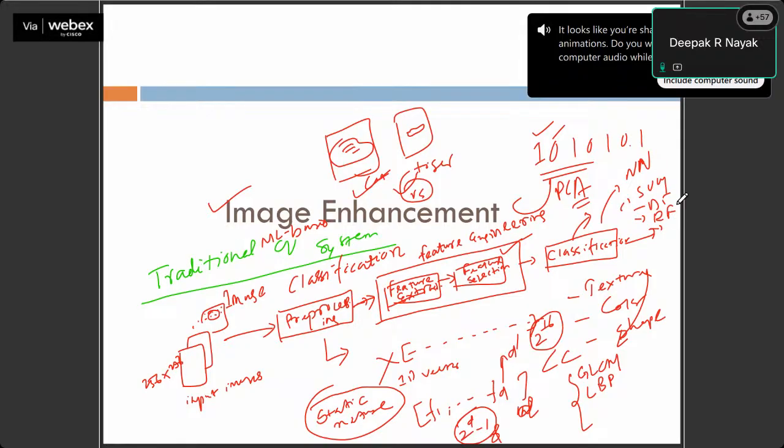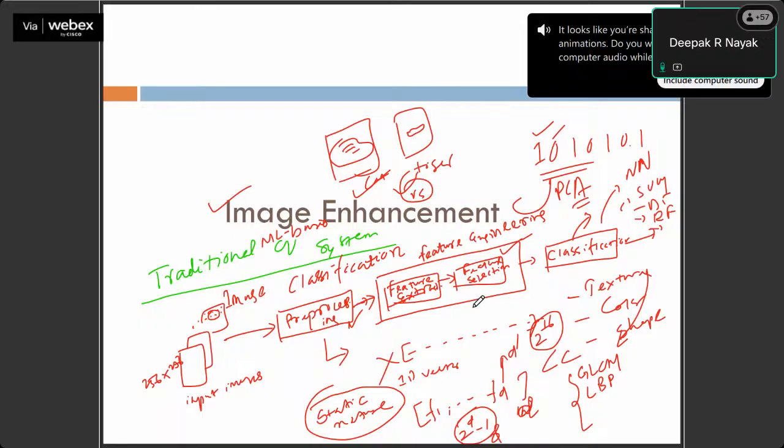But no one can guarantee that yes, this is the algorithm which will always work, right? That means there is a concern over here: which pre-processing technique, which feature extraction technique, which classification technique, and which combination of these algorithms are going to help me best classify whatever samples are given to me. These are the concerns you will find in traditional machine learning based systems, right?